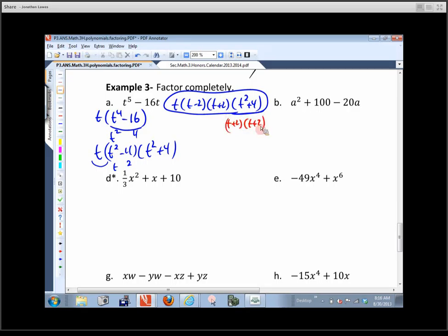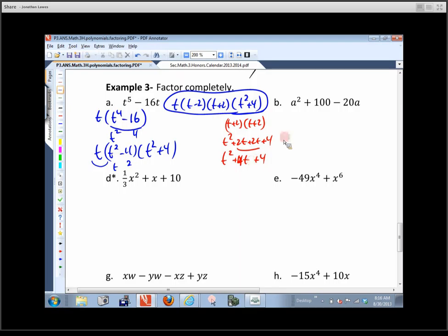Let me show you why t plus 2 times t plus 2 wouldn't work. If I multiply the t's together, I get t squared. If I multiply the t times a 2, I get 2t. If I multiply the 2 times a t, I get a 2t. And if I multiply the 2 times the 2, I get a 4. So do I have a t squared? Yes, I do. I like that. Do I have a 4? Yes, I do. I like that. But take a look at those two middle terms. What do I get? I get 4t. This is a perfect square trinomial. Okay, it has a middle term.